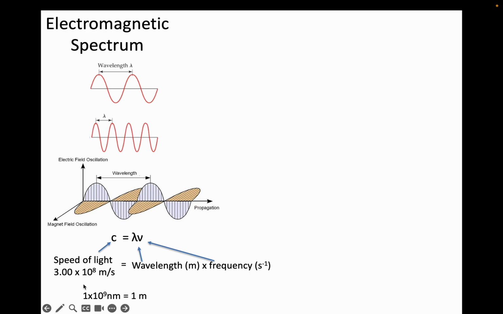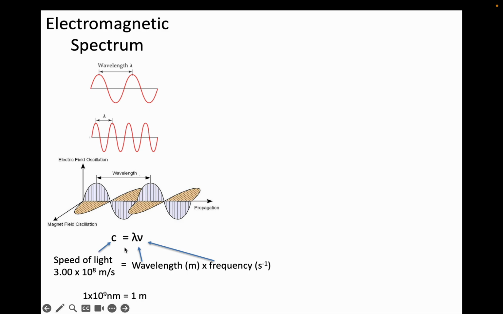The expression right here, c equals lambda nu, is going to be one that we want to know how to use. c is the speed of light, which is a constant. That'll be given for us, 3 times 10 to the 8 meters per second. Lambda corresponds to the wavelength, and nu corresponds to the frequency.